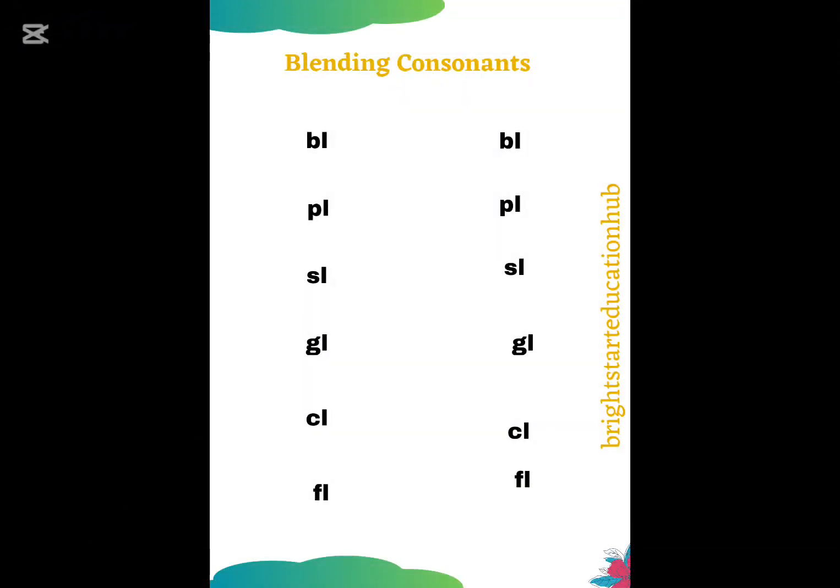Here we have bl, bl. Next, pl, pl. Again, we have sl, sl. Next, gl, gl. We have cl, cl, fl, fl. So we've blended all of this out. From the next slide, we are going to see the visuals.